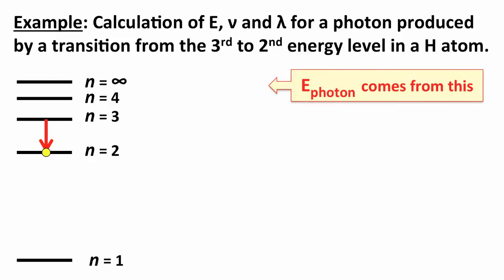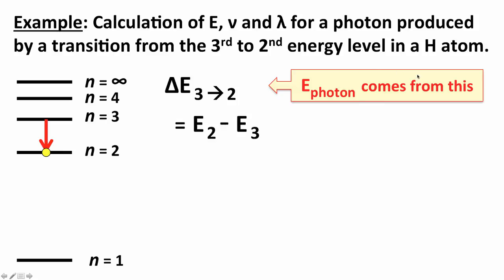And here's how we do the calculation. We know that the energy of the photon arises from the transition, and we're specifically talking about the 3 to 2 transition. So we're doing the change in energy, the difference in energy between the third energy level and the second energy level. That corresponds to the energy of the photon that's produced.